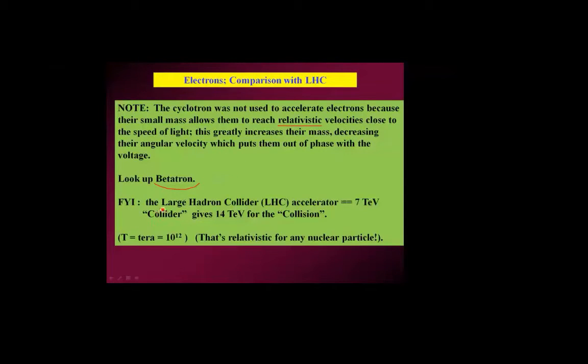For your information, the LHC, the Large Hadron Collider, which recently supposedly found the Higgs particle, has an accelerator energy of 7 TeV. Now remember that it's a collider, so it creates two particles going in opposite directions, and therefore the energy of the collision is 14 TeV. Just to remind you, capital T is tera, and that's 10 to the 12th. And so that's relativistic for any nuclear particle.